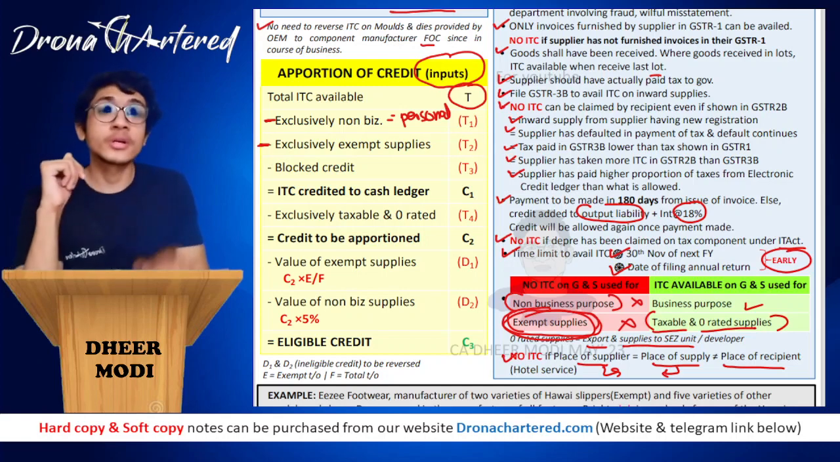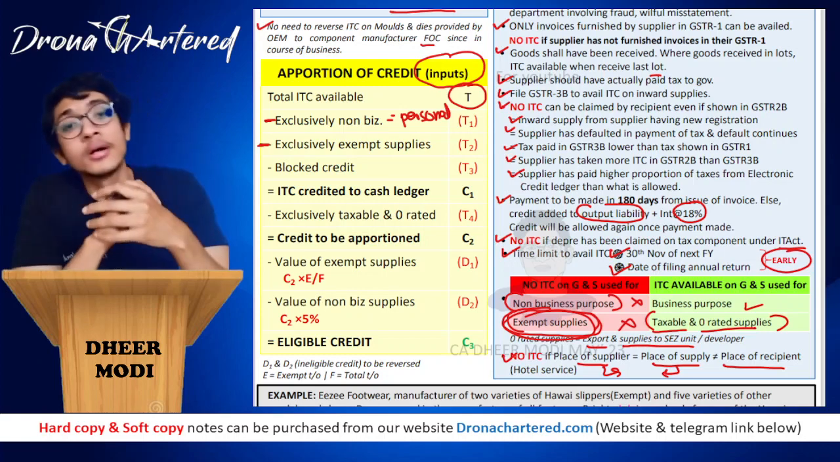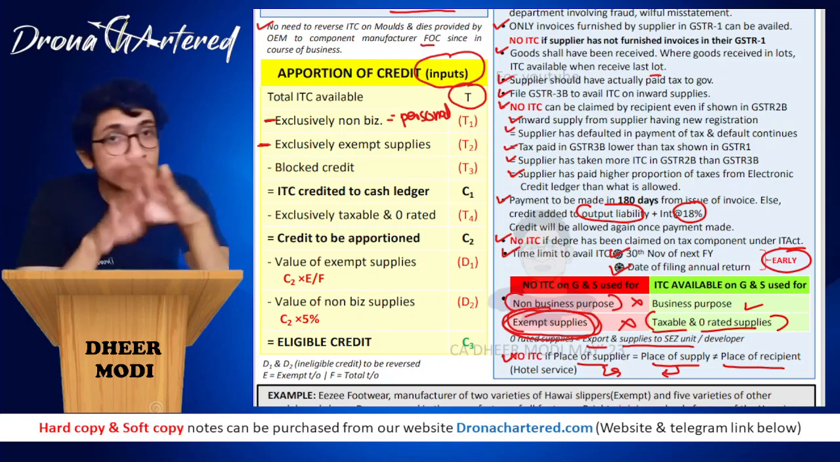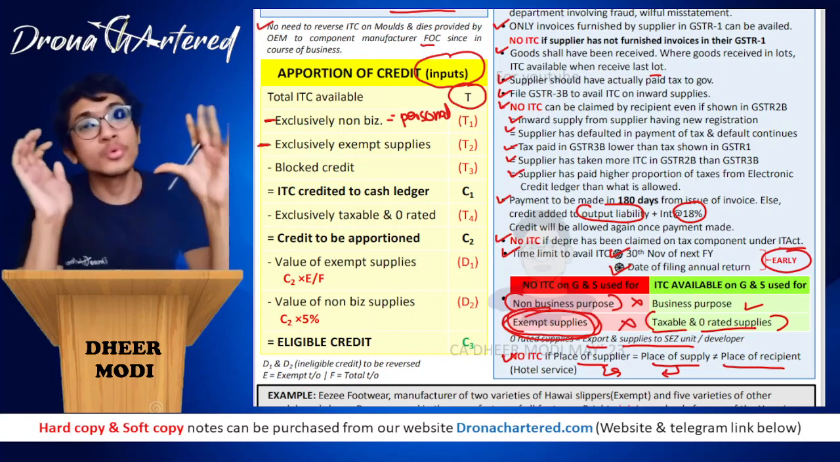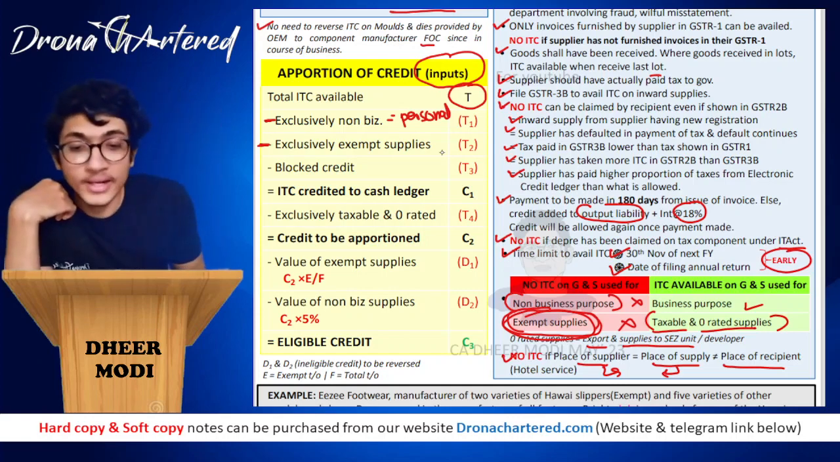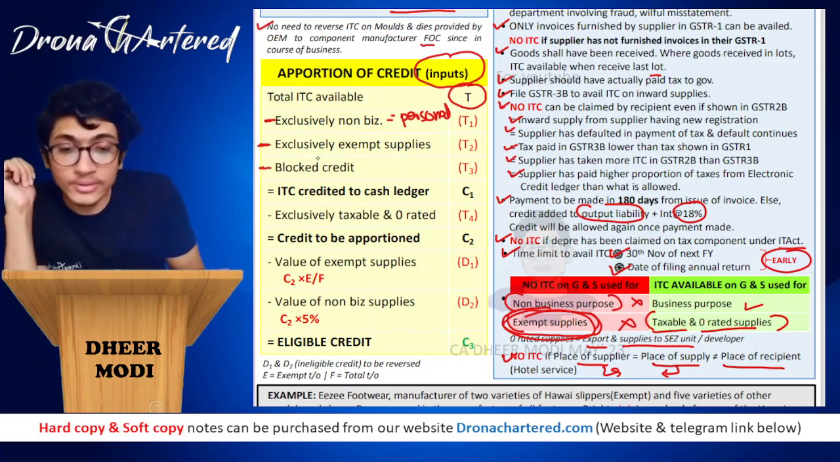Then next is your block credit. Under GST, certain things have been marked as block credit. These will not be considered, and no ITC will be given on these, even if they are used for business purpose. So that is your block credit. We will be studying that later. So that is your T3.